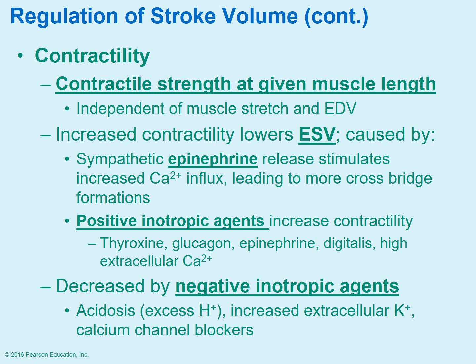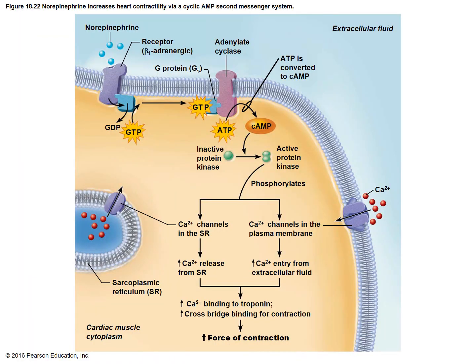Contractility is strength at any given muscle length. What is that contractile strength of it? Sympathetic epinephrine releases. When it's released, what it's going to do is help to stimulate the influx of calcium, which leads to more cross-bridge formation. Basically, it increases the contractility. Acidosis, which is an excess of hydrogen ions, an increase in extracellular potassium, and calcium channel blockers have a decreasing effect. And this is just an example of showing with norepinephrine how it can increase that heart contractility and the effect that it has on increasing the amount of calcium.